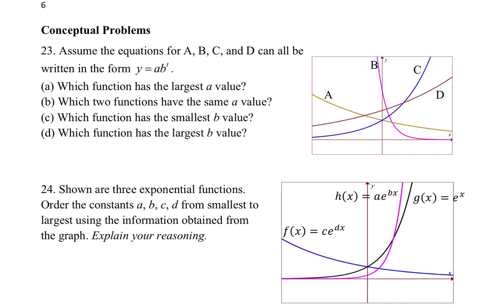So for question number 23, it says assume the equations for a, b, c, and d can all be written in the form y equals ab to the t. So I know in this equation that we have a and we have b. A is going to be our starting value. When we have a, b to the 0, this b to the 0 is going to go to 1. So a times 1, and we're just going to be left with a.